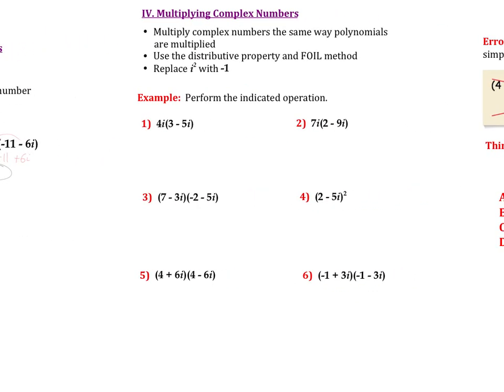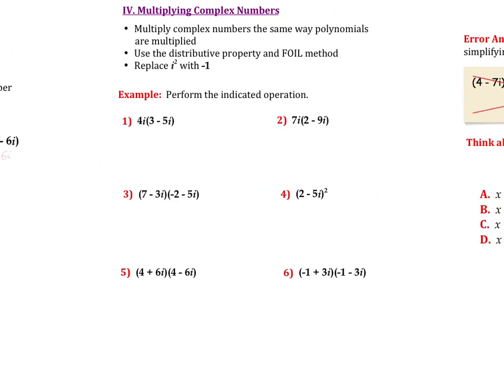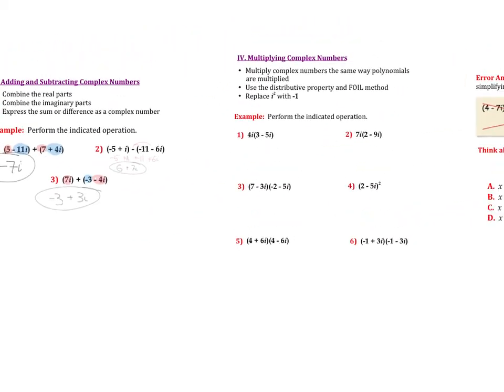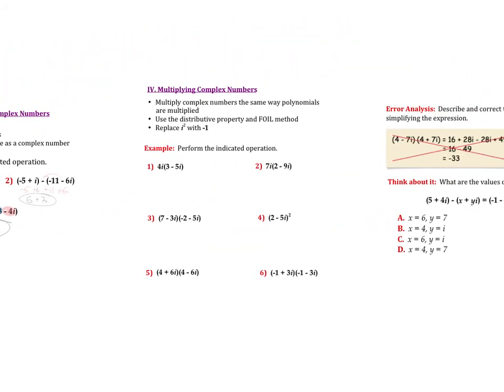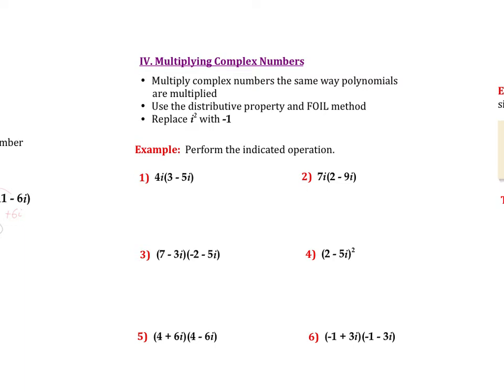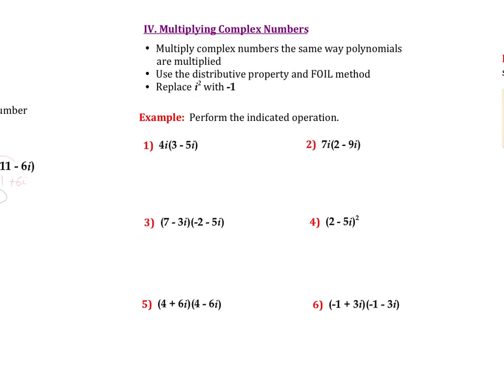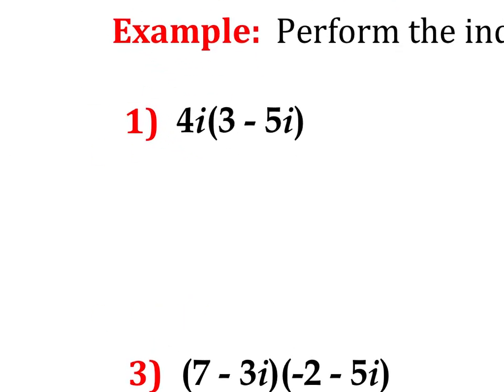All right, and then the last little bit that we'll get into here. I think we're in the home stretch. The last little bit is multiplication. This is basically just going to be straight up distribution. Again, imagine that you're doing this with just variables. The only special thing to be aware of is that i squared is negative 1. If you ever see an i squared pop up, that gets replaced with a negative 1.